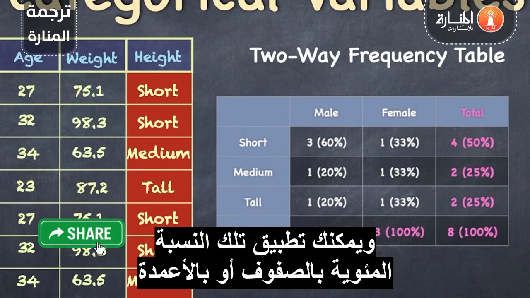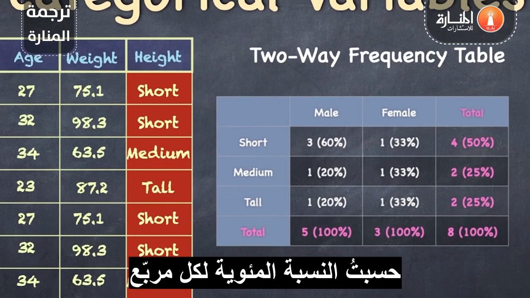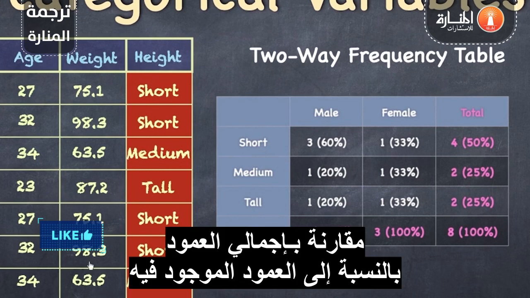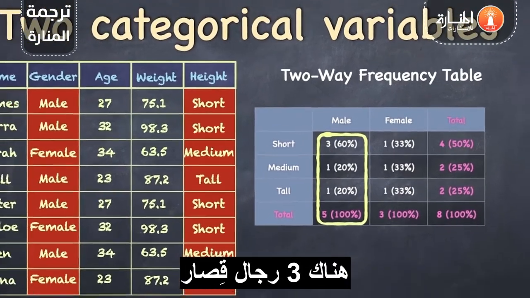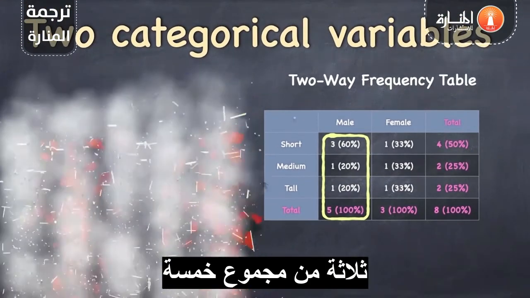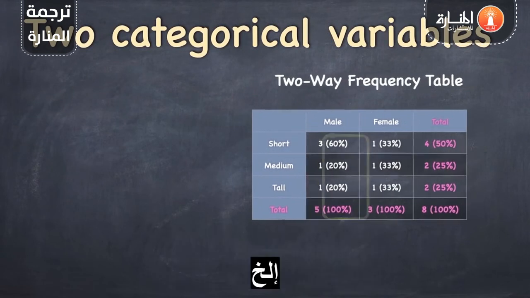And you can do that percentage by rows or by columns, right? So in this case, I've done it by columns. So I've calculated what percentage each cell is relative to the column total for the column that it's in. So for example, in the male column, 3 men are short. That's 3 out of a total of 5 men altogether. So 60% of the men are short, and so on.